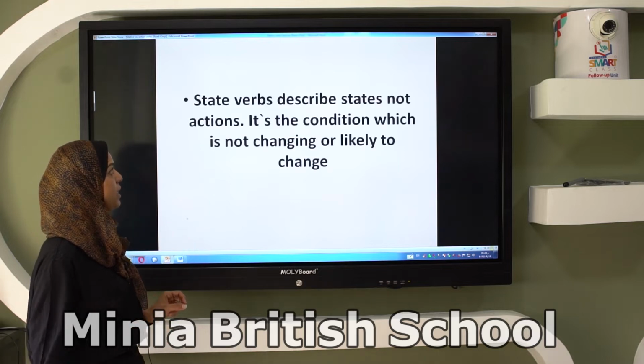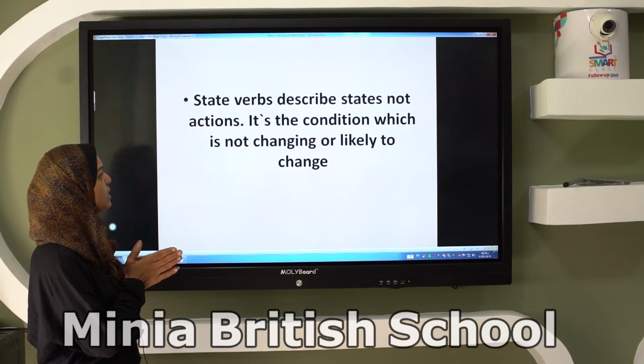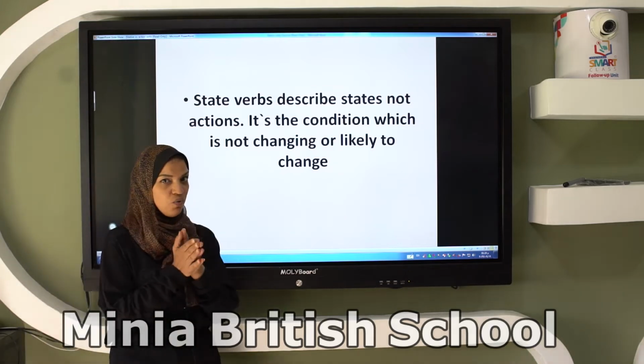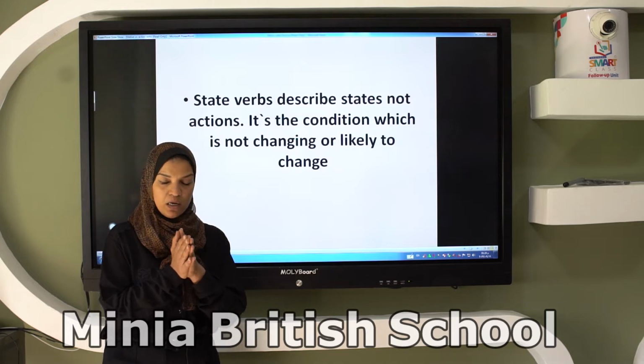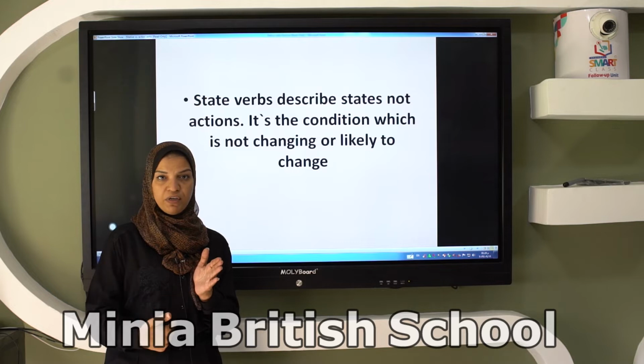Now the next is the stative verbs. Stative verbs describe states, not actions. What states are you talking about, Miss, please? I will answer you. The state of mind or the state of feeling.